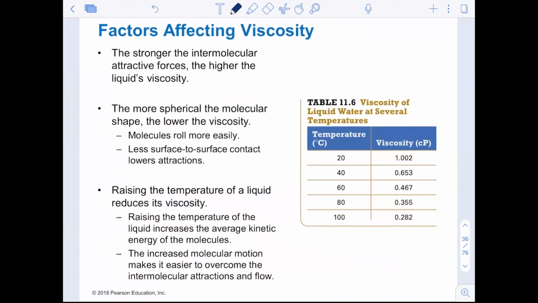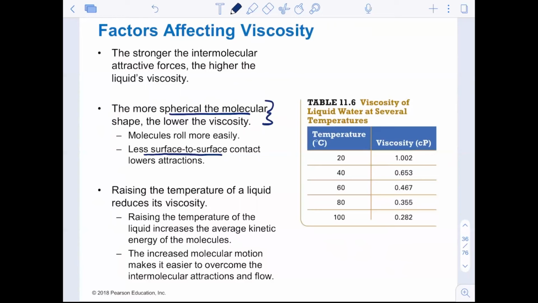Factors affecting viscosity, again, the stronger the intermolecular force of attraction, the higher the liquid's viscosity. The more spherical the molecular shape, the lower the viscosity. Why? Remember, the more spherical the molecular shape, the less surface-to-surface contact, the lower attractions, okay? And so again, this is all of the same kind of thing compounding on each other.